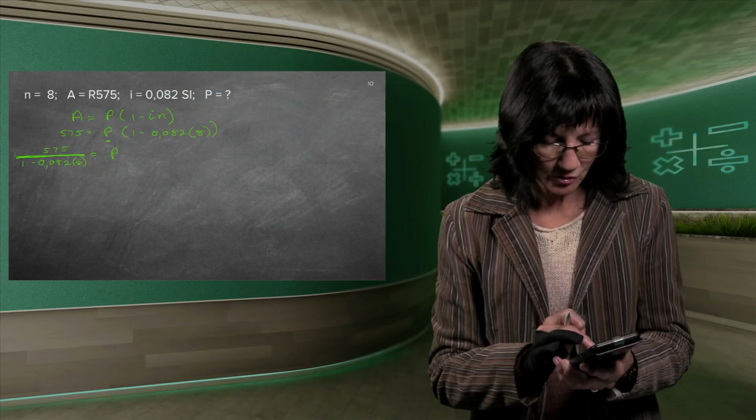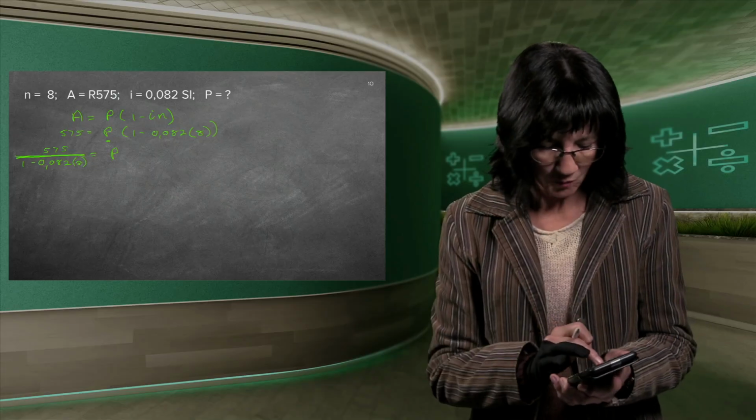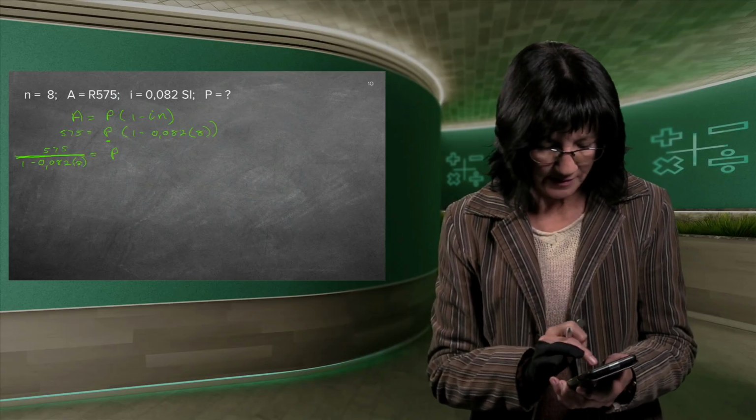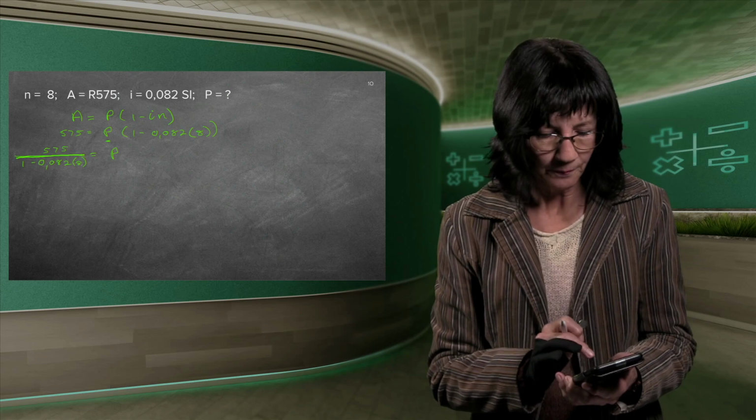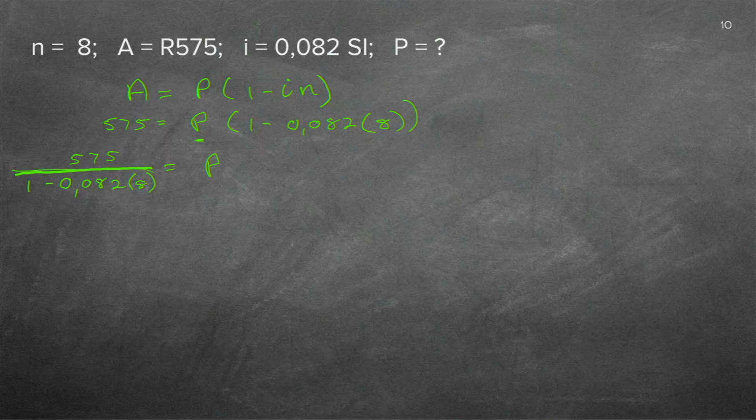So I'm going to put on the top 575, and I'm going to go down with the cursor. 1 minus 0.082 times 8. And just check that you slotted in everything correctly. And I need to press the SD button. So P is equal to 1671.51 rand. So that was the beginning amount that I started off with.